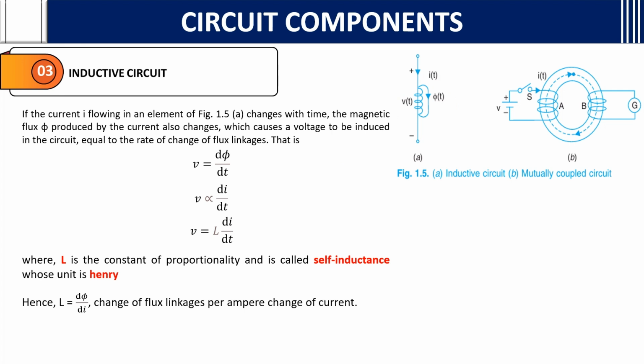Then L is what? A constant of proportionality, called the self-inductance, whose unit is the Henry. Hence L is equal to dφ/di, the change of flux linkages per ampere change of current.